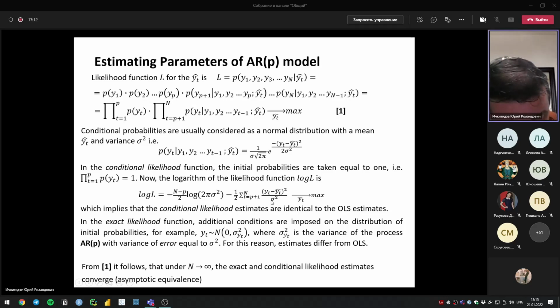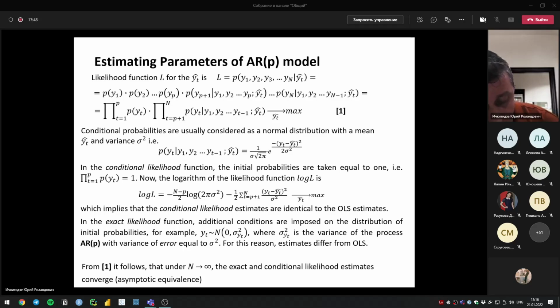Now we maximize the function by iterating over the parameter estimates. In fact, here the estimation of the parameters is only in the numerator in the second term. Sigma, since it is supposed to be equal to a constant, also does not affect anything. And accordingly, with such a conclusion, the conditional likelihood estimates are identical here to least square estimates.